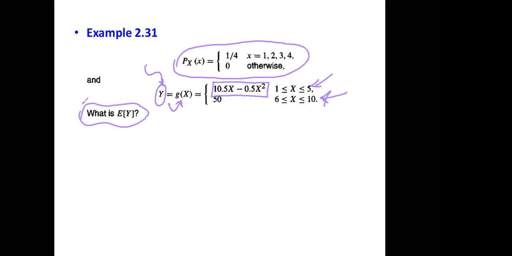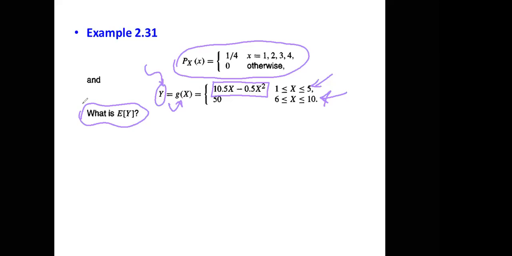Now, how will we find that one? We will use the previous equation for both of the cases. The function is split, I mean a step function. So we will need to find for x equal to 1 to 5, and then find 6 to 10, and then add them. That is true. That is good.